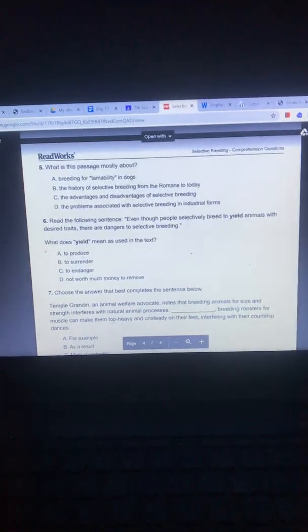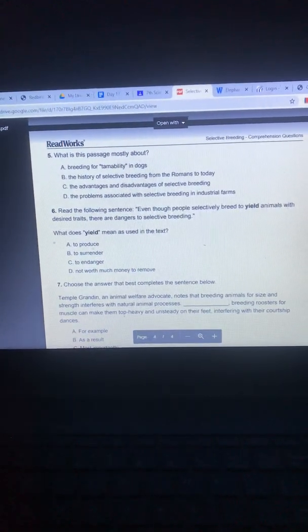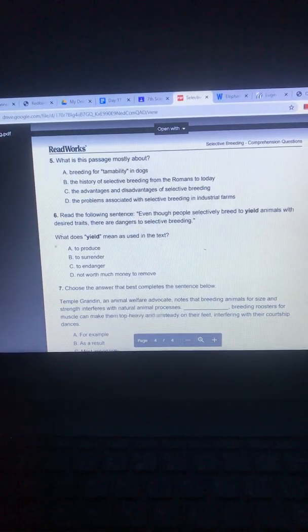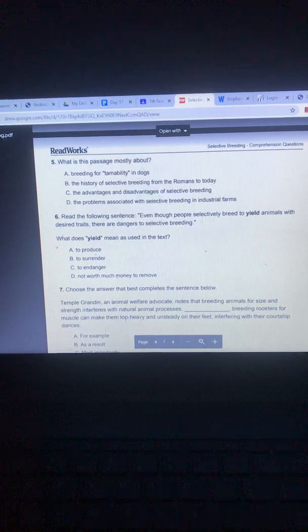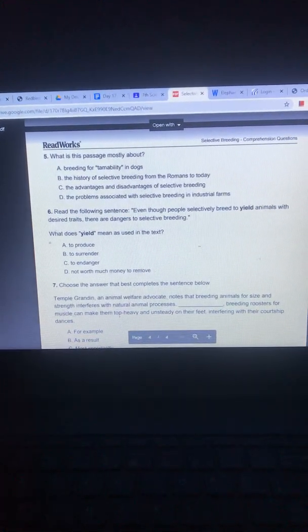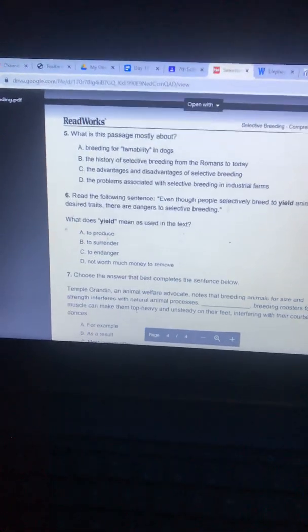All right, number 5. What is this passage mostly about? Breeding for tameability in dogs, the history of selective breeding from Romans to today, the advantages and disadvantages of selective breeding, or the problems associated with selective breeding in industrial farms. So mostly about, that means the majority of the whole thing is about one of these.